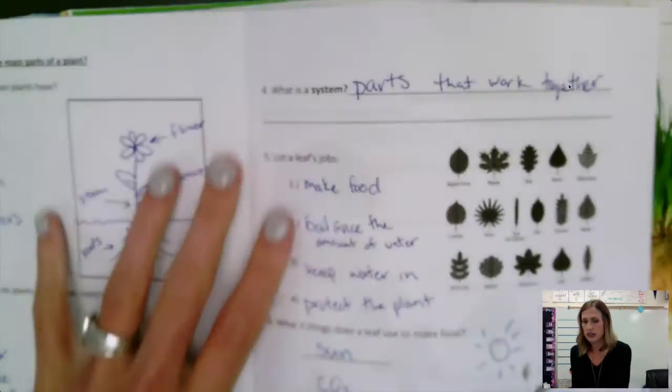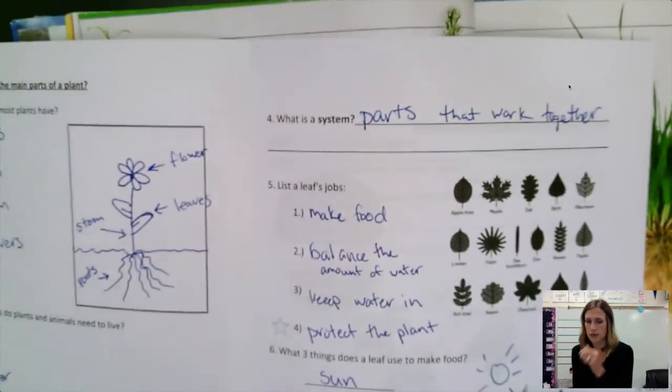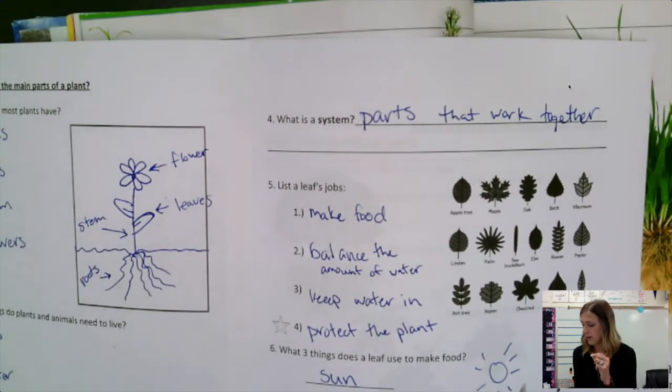When we look specifically at the leaf, it has four main jobs. 1, the leaf has to make food. 2, the leaf has to balance the amount of water. If we get a ton of rain, the leaf is in charge of letting out any of that water that the plant doesn't need. 3, their job was to keep water in, especially when you're talking about leaves like on a cactus or something like that, to make sure that it preserves water. And then 4, leaves are actually protection as well. They can protect the plant from things that would try to eat it or rip it apart or stuff like that.